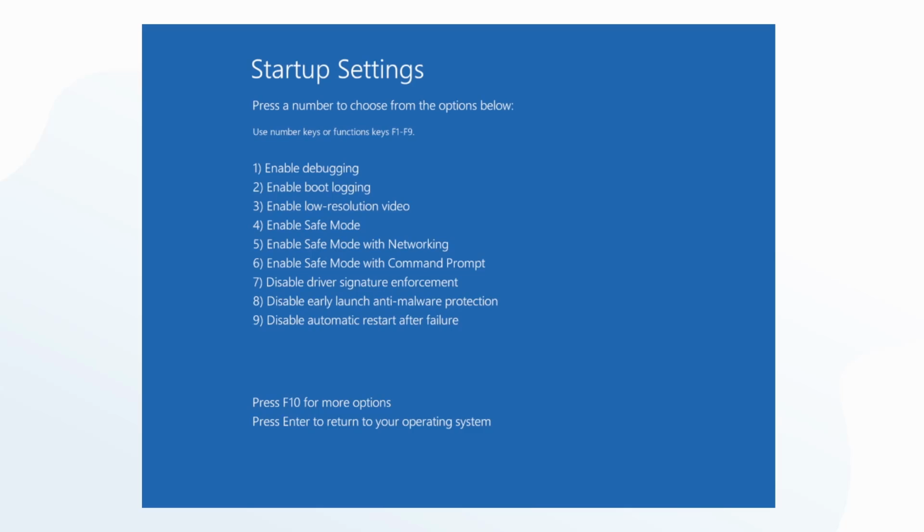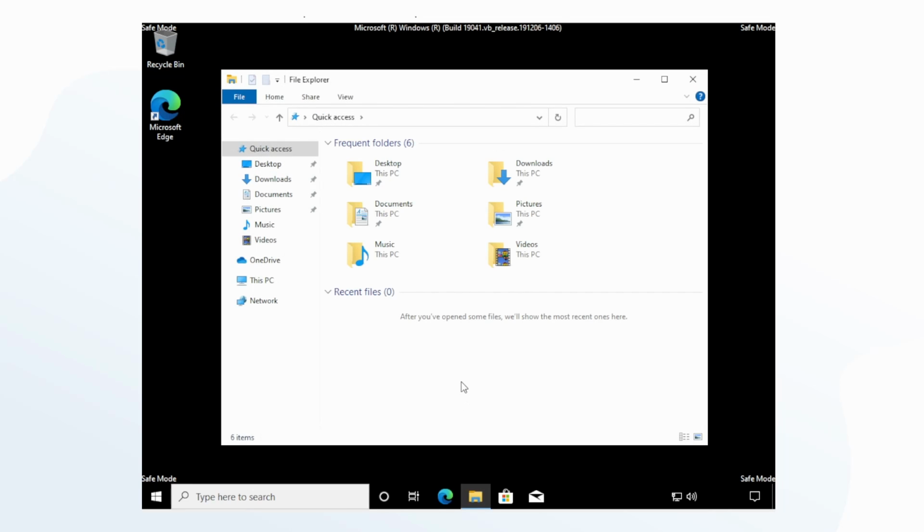You'll now see a range of different options listed on the screen, including the option to start your PC in safe mode. Press F4 or 4 on your keyboard to boot into safe mode, or press F5 or 5 to boot into safe mode with networking if you need to connect to the internet.